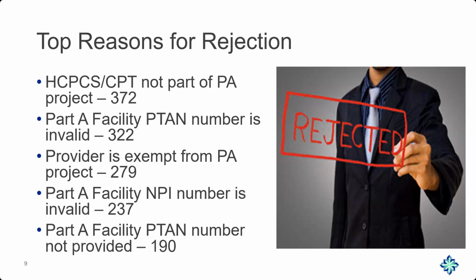The majority of the other rejections that are not listed here also had to do with missing or invalid information for both the Part B physician information and the beneficiary information. So we're kind of going to look at these a little bit closer, at a more detailed level, because we want to help you understand what's needed so that you don't continue to get these rejections.